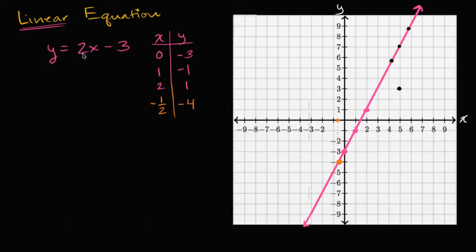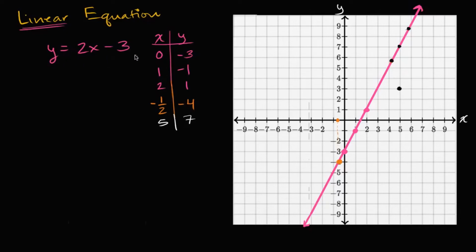And indeed that's the case. 2 times 5 is 10, minus 3 is 7. The point 5, comma 7 is on, or satisfies, this linear equation. So if you take all of the xy pairs that satisfy it, you get a line. That is why it's called a linear equation.